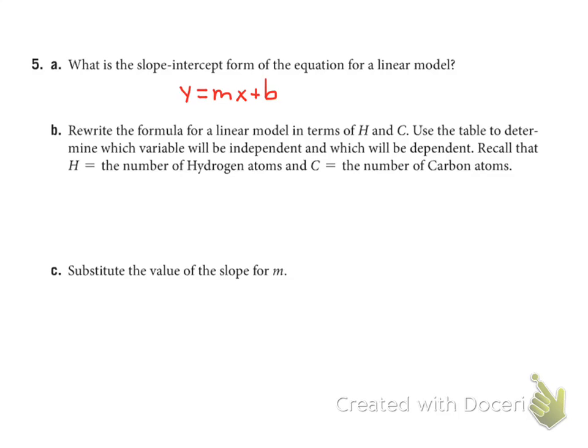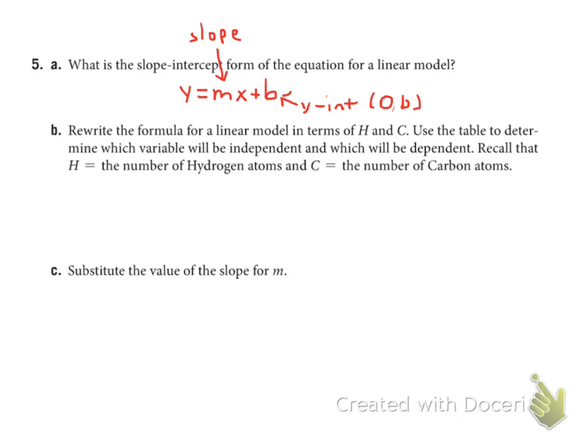So just as a reminder, when the equation is in this form, the number in front of the x tells you the slope. And this number at the end that does not have an x tells you the y-intercept, and it's always at 0 and whatever that number is. Remember, the y-intercept is a point.